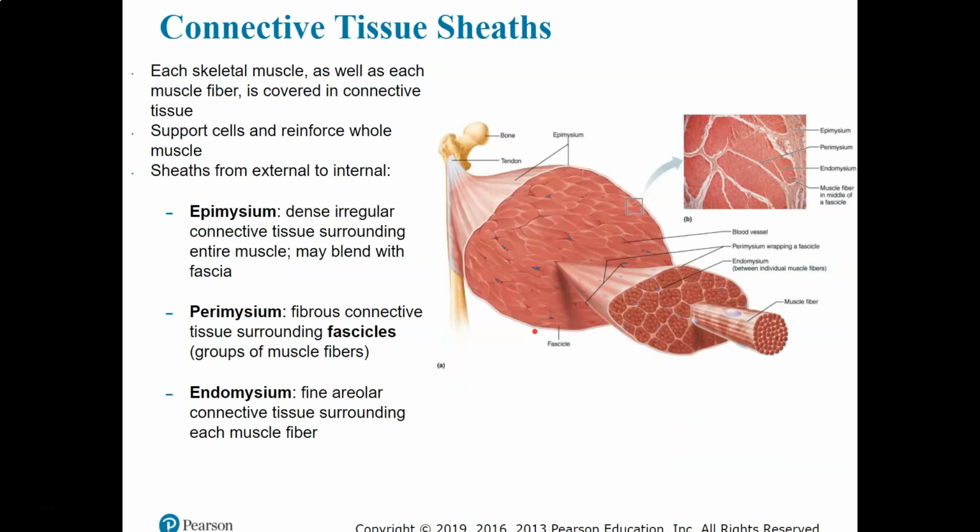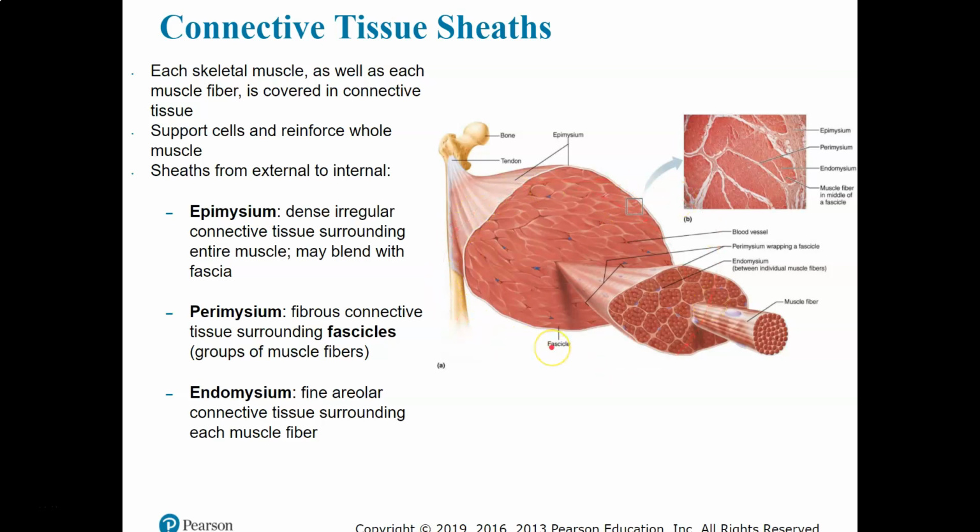Our connective tissue sheaths, so we are going to have connective tissue surrounding each individual cell, each individual muscle fiber, as well as surrounding the bundles of cells, our fascicles, and then around the whole muscle all together. So we call that layer that surrounds the whole muscle the epimysium. Remember, epi is going to be our word part that means above or on top of. So enclosing, going above the whole muscle, we're going to have the epimysium.